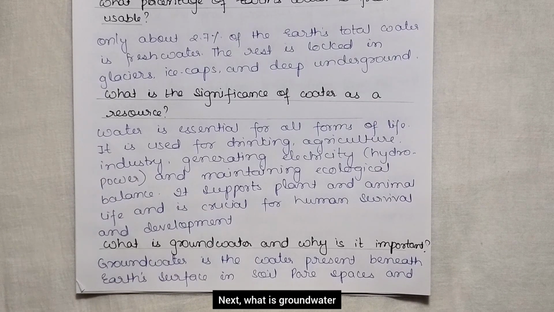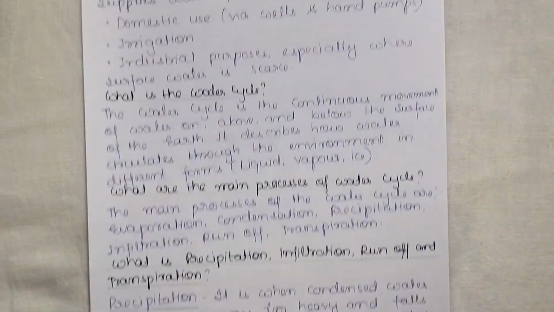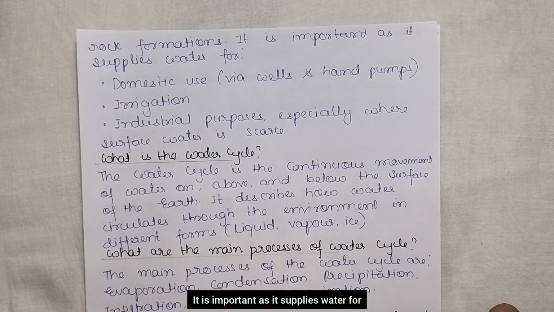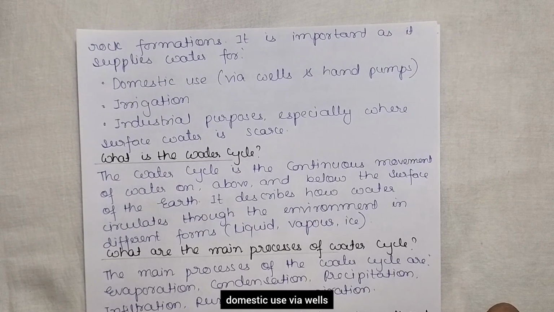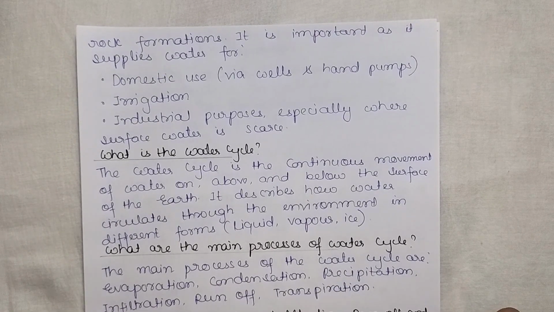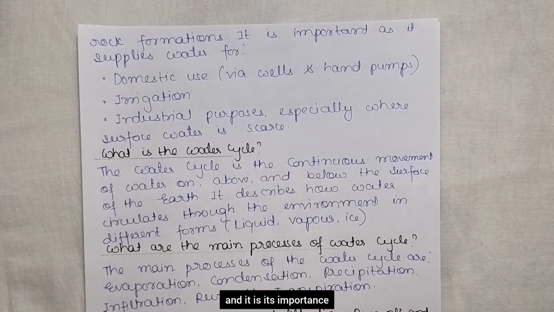Next, what is groundwater and why is it important? So groundwater is the water present beneath Earth's surface in soil pore spaces and rock formations. It is important as it supplies water for domestic use via wells and hand pumps, irrigation, industrial purposes, especially where surface water is scarce. Okay, so this is groundwater and its importance.